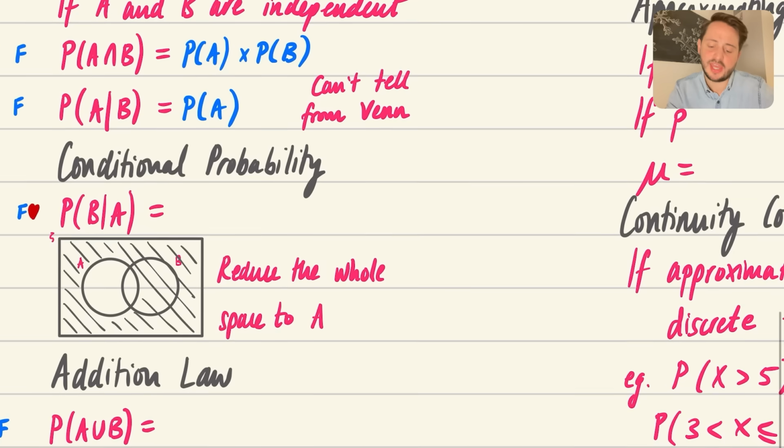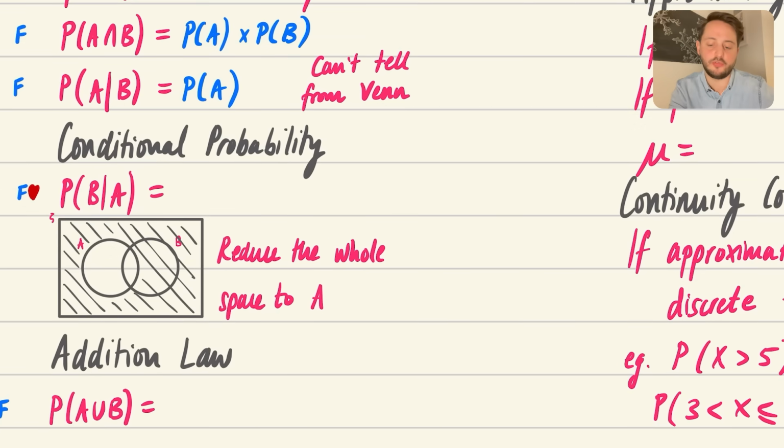Conditional probability is in the formula book, but it's not in this form, and I prefer this form about how to do this. So conditional probability, the probability of B given A is the same as the probability of A and B divided by the probability of A. And you'll notice that this second letter here is the thing that we are dividing by.